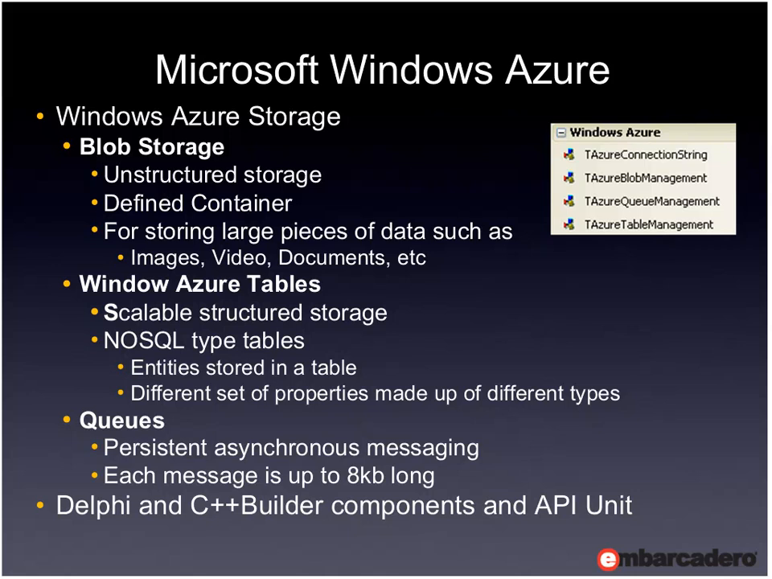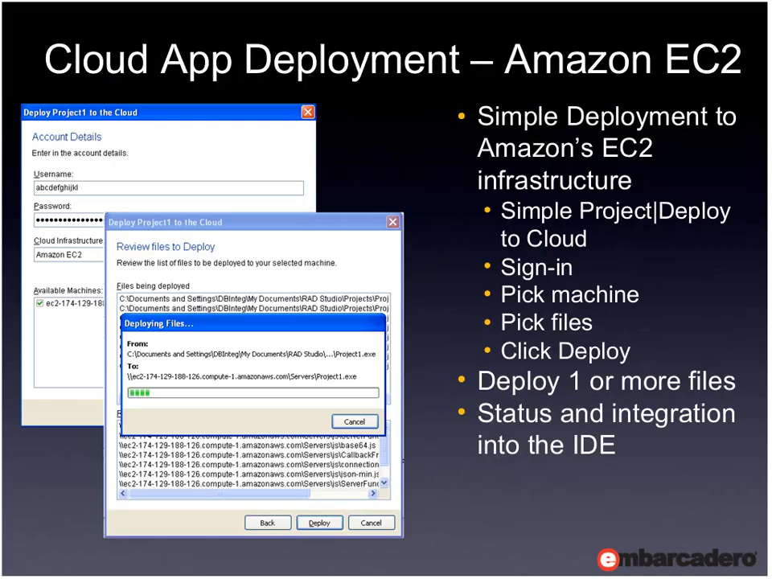And this little window here shows you the built-in components that we provide: the connection component, and the blob, queue, and table management components. For deployment, for Amazon EC2 in RAD Studio XE, in the project menu we have a deployment system where you can log on with the username and password of your Amazon EC2 instance. You might have multiple instances on multiple machines running around the world. You can define the files that you want to deploy, and then periodically after you do builds, or as part of a build process, you could do an incremental deploy.